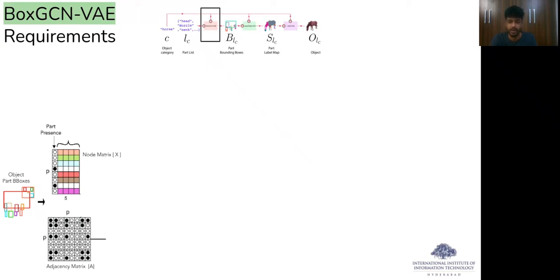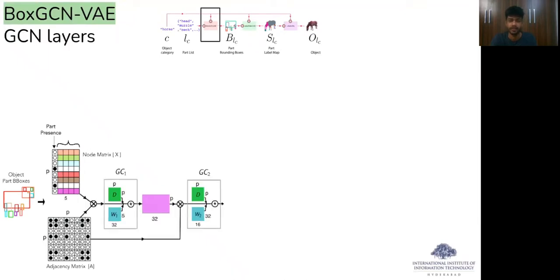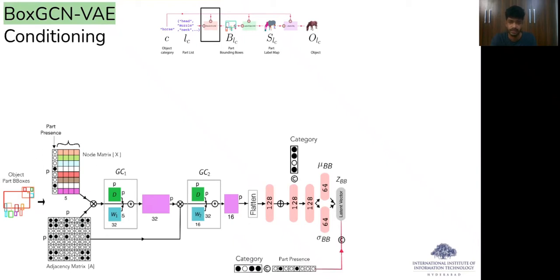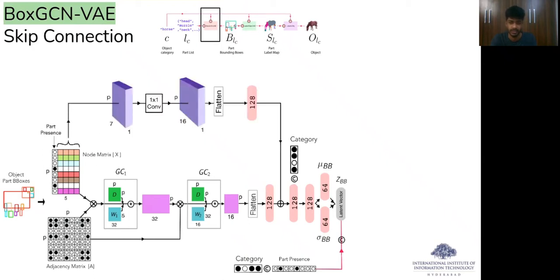Our graph-based part layout representation of the object helps capture the inter-part relationships in a compact yet rich manner. The generative model we use is a variational autoencoder. As part of the encoding stage, the part bounding box is processed by GCN layers, followed by a couple of linear transformations to obtain parameterized representations of the corresponding latent distribution. The latent distribution is conditioned on the object category and the associated list of its parts. A skip connection is also added, which assists gradient flow.